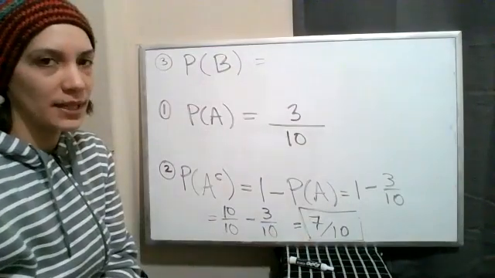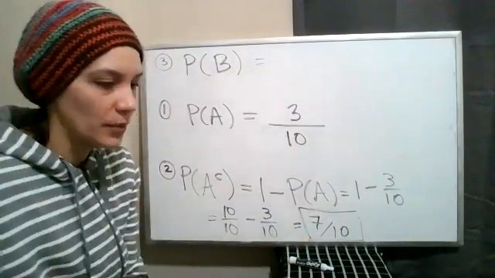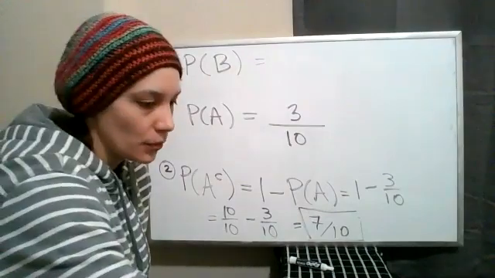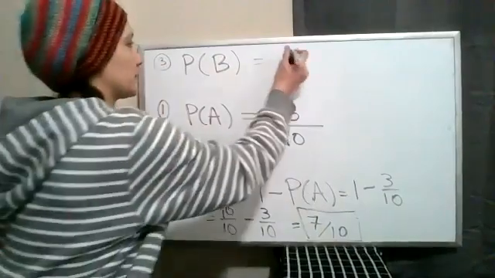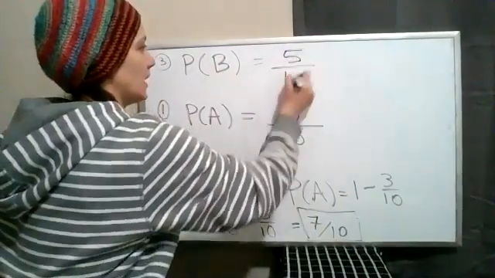The number of elements in B and divide by the number of elements in S. There's 1, 2, 3, 4, 5. 5 elements in B. 10 elements in S.